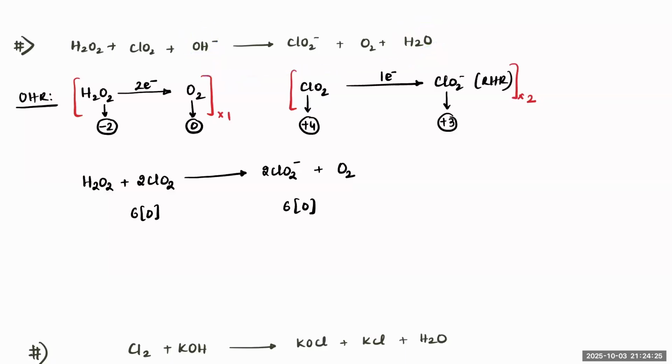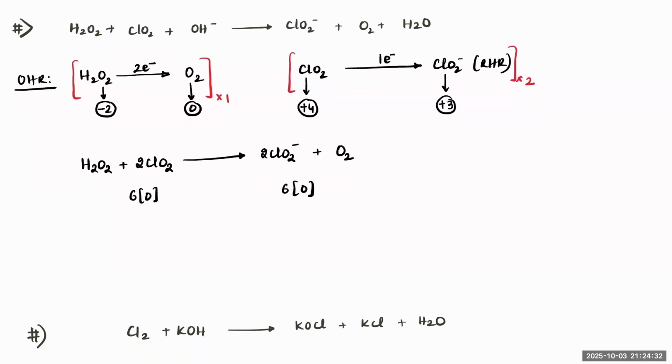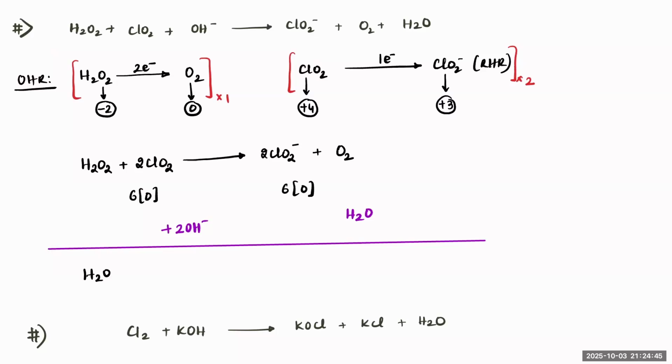And obviously, the hydrogens which you are putting as double are already getting balanced by this water molecule. Correct? So what do I put? Suppose I put 2 moles of OH minus and 1 mole of H2O. Check whether it is going to get balanced or not. So I will have H2O2 plus 2 moles of ClO2 plus 2 moles of OH minus. That is going to give us 2 moles of ClO2 minus plus O2 plus H2O.